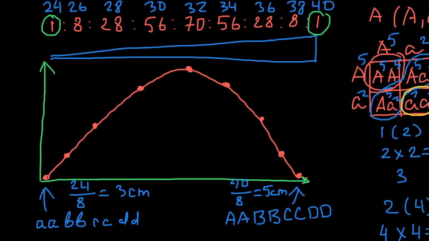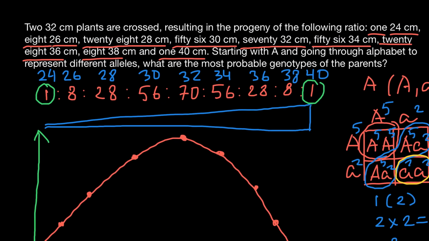Take a look. For example, we can add 5 here, 5 here, 5 here, here, here, here, here, and here. We are going to get 40 centimeters. And here we add 3, 3, 3, 3, 3, 3, 3, and 3. And when we add all these numbers, we are going to get 24 centimeters. And let's return to our problem again.